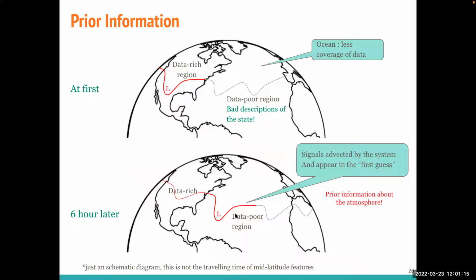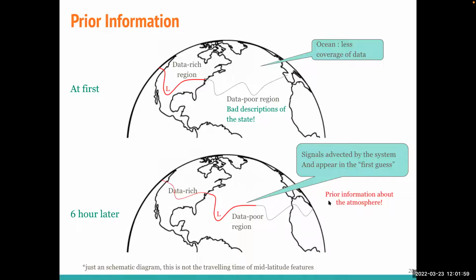So what does it mean by data poor region? Of course, over the ocean is a data poor region. So this is an example showing you. Sometimes we rely on the location where we have a lot of data. Right here, this is the data rich region. And if you have a synoptic scale structure, for example, along here, and it travels to the data poor region, the signal affected by the system will appear here as the first guess. So we know that this signal might be good because the signal is coming from the data rich region and you have already done the data assimilation. Okay.